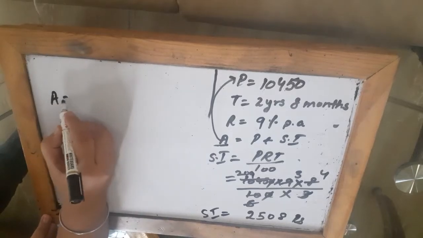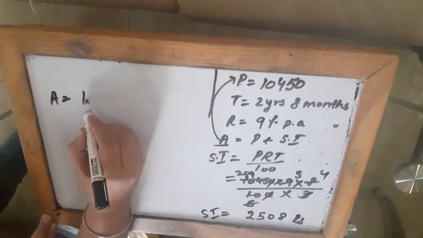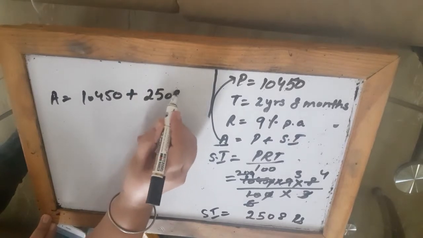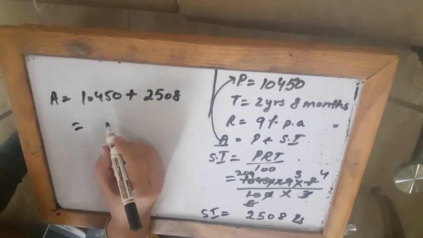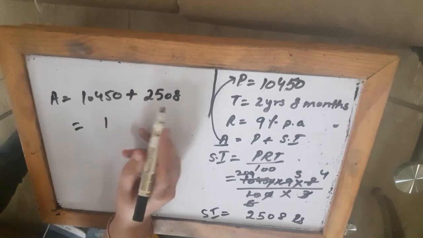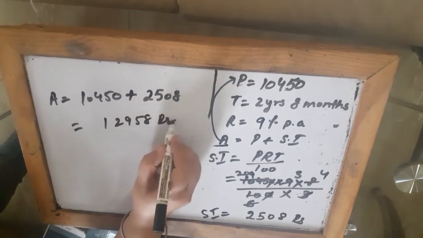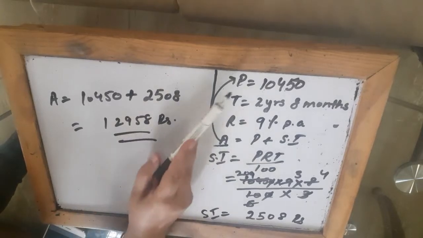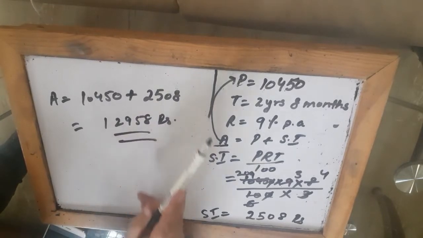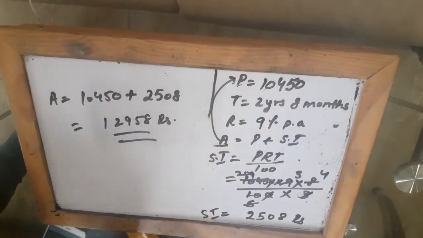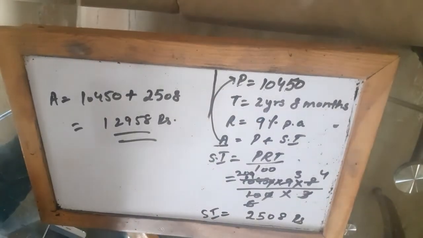Now, what was the question? To find the amount. So amount is principal plus the interest, which is 2508. So when you add them, you get, so this is the final answer. So this sum of money will amount to 12,958 in 2 years and 8 months.